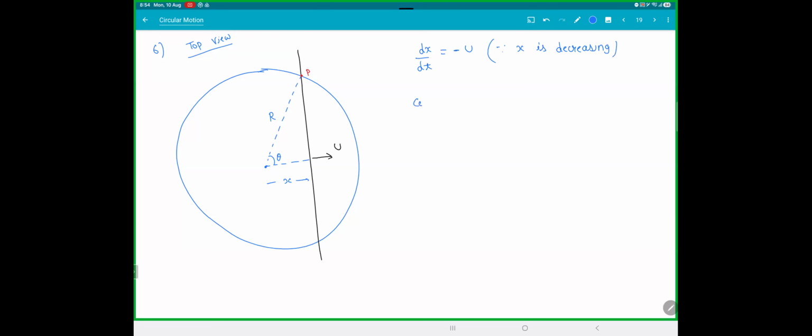So from here we get cos theta is equal to x by r. Yeah, I think if you differentiate this, you end up with minus sine theta d theta by dt, which is equal to 1 by r dx by dt. D theta by dt is omega, and that's nothing but minus u by r, so u by r sine theta. Yeah, you guys are right.